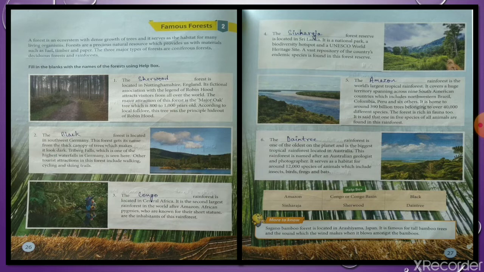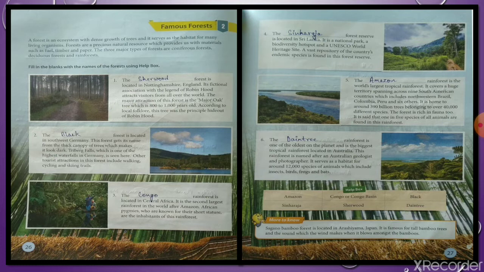Now the third forest is a rainforest located in Central Africa, and it is the second largest rainforest in the world after the Amazon. African pygmies, who are known for their short statures, are the inhabitants of this rainforest. So the name of this rainforest is the Congo rainforest, which is located in Central Africa.